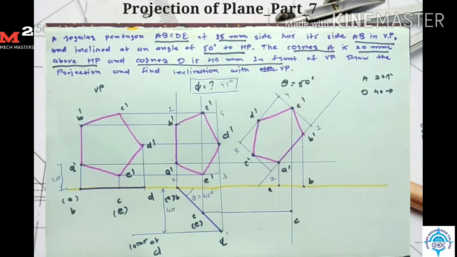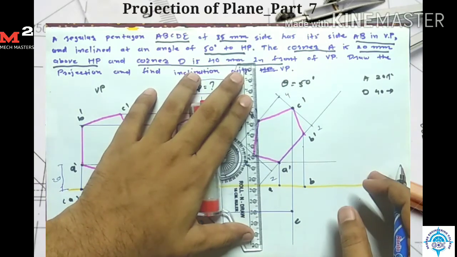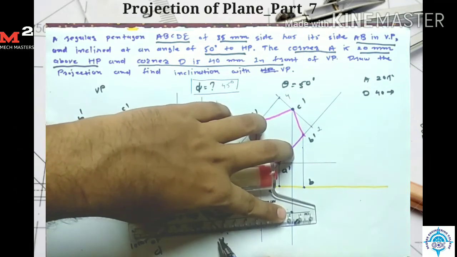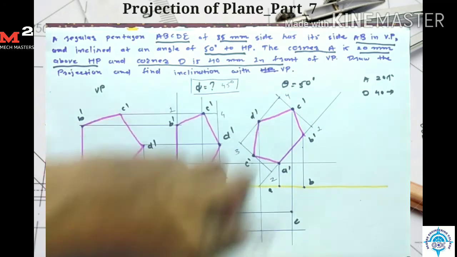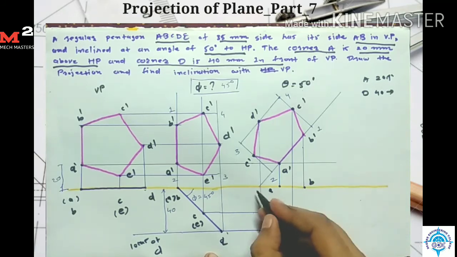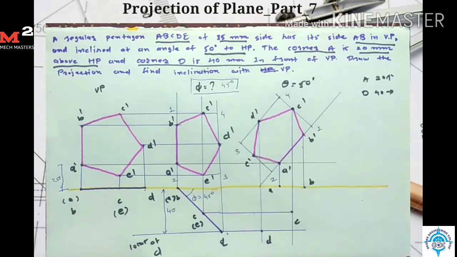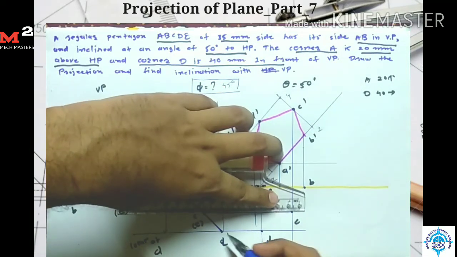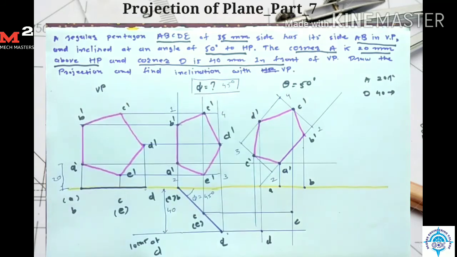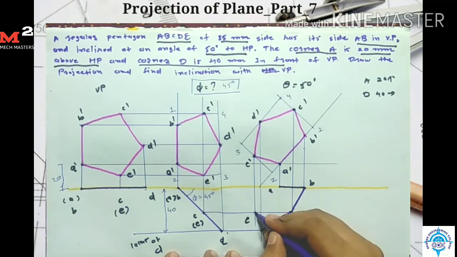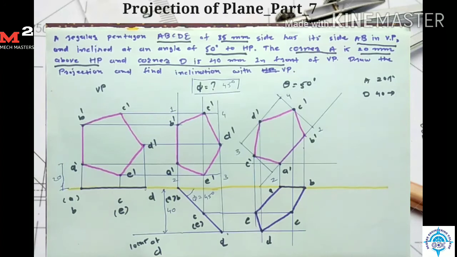Now for point D, I take the projection from here and from here. Here point D is 40 mm in front of VP, so its distance from the reference line is 40 mm. Now for getting point E, I take the projection from here and from here. So here I get my point E. After joining these points A B, B C, C D, D E and E A, I get the top view for the third stage.